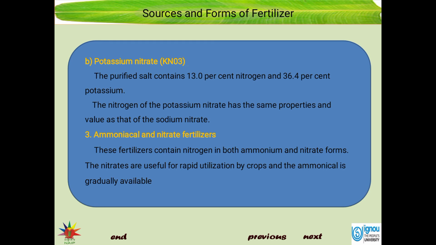So in this fertilizer, everyone knows that plants accept nitrogen in the nitrate form. It is the available form of nitrogen for the plant. So plants accept nitrogen in that form, the nitrate form. So these fertilizers are easily useful for rapid utilization by the crop, easily available to the crop, in the form of nitrate. And in the case of the ammoniacal, it is gradually available, it is stored for a long time.